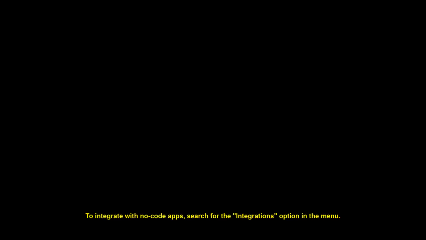To integrate with no-code apps, search for the Integrations option in the menu. Click on the Integrations tab to view available options. You can browse through or search for specific no-code apps you want to integrate. Once you find an app, click on it for details. Follow the prompts to connect your app with HubSpot. Ensure you grant the necessary permissions for seamless integration.